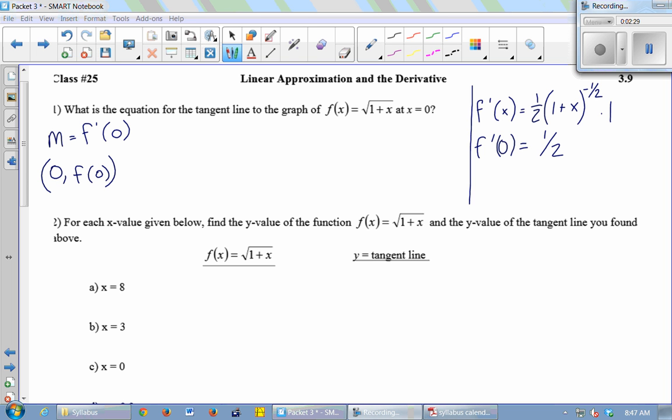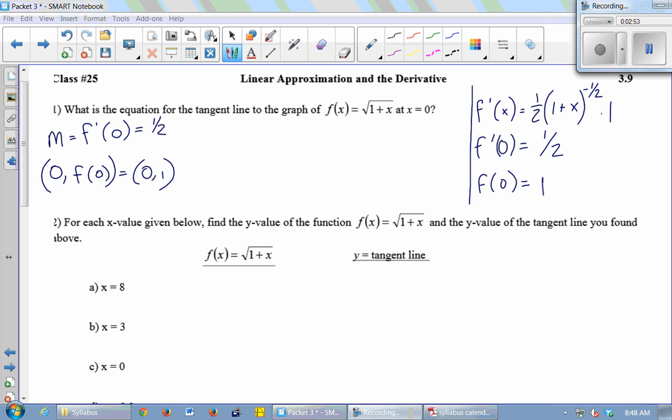All right, and then 0, comma f of 0. Well, f of 0 I get by plugging 0 into my original function, which would be 1. So I have a slope and I have a point. This is 1/2 and this is 0, comma 1. I want to write the equation that has that slope and goes through that point.